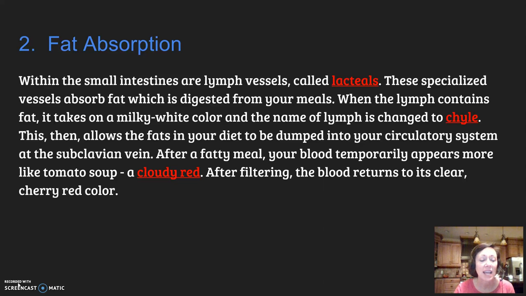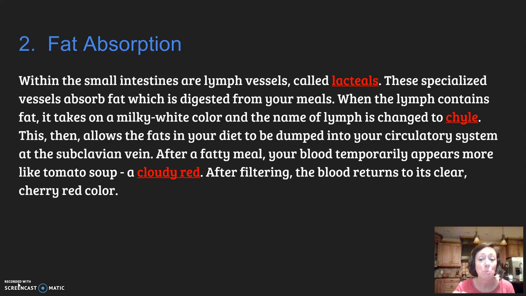So when the lymph contains fat, it takes on this milky white color from the greasy fat molecules that are in it. And the name of the lymph then changes to chyle. So really the word chyle is just a very fatty lymph. And it's temporary. What that does is it allows the fat from your food, from your diet, to get into your circulatory system and move through your body to help position fat in different places throughout your body, and it helps your body use fat for building of cells and the things that you need.